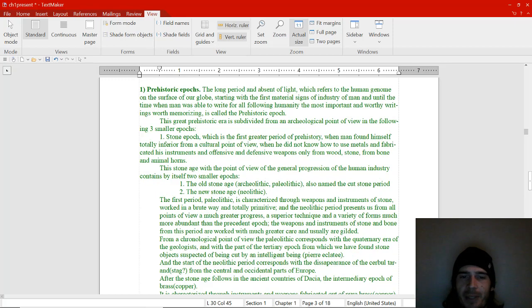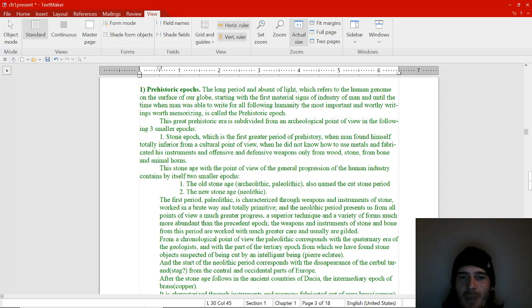The first period, the Paleolithic, is characterized through weapons and instruments of stone, worked in a brute way and totally primitive, and the Neolithic period presents us from all points of view a much greater progress, a superior technique, and a variety of forms much more abundant than the precedent epoch. The weapons and instruments of stone and bone from this period are worked with much greater care and usually are gilded.